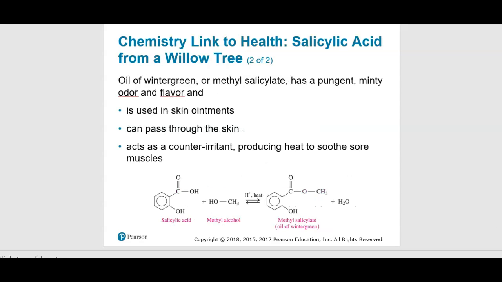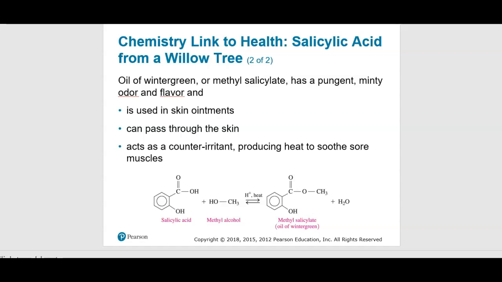Then there's wintergreen, methyl salicylate. These are used as ointments, and as flavorings as well. If you know where oil of wintergreen comes from, if you know what spearmint tastes like, well, that's methyl salicylate. So it has that minty odor and flavor. It's used in skin ointments. It can pass through the skin and acts as a counter irritant. Notice the salicylic acid skeleton gives you various analgesic properties.